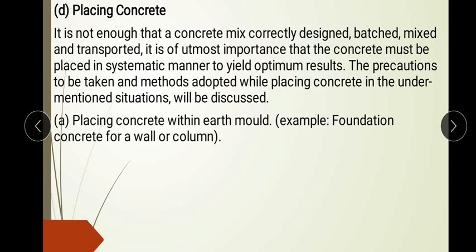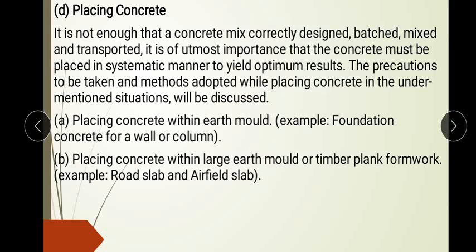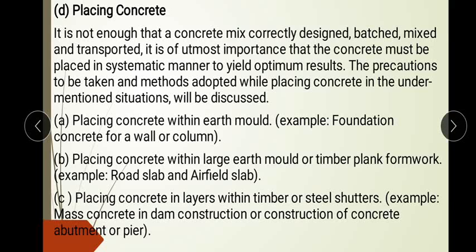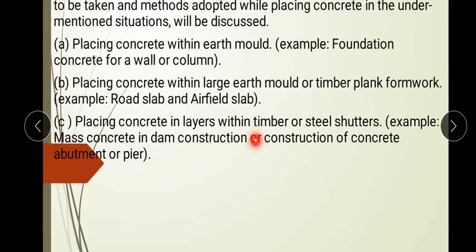So for that there is a kind of concrete that we need to mix, otherwise it will deviate. So that's why. Next one, placing concrete within large earth molds or timber plank formwork, for example road slabs and artificial slabs. In general, for rigid components or rigid type pavements, if we want to construct a slab kind of road, we need to place the flanks, as well as some timber framework for the components, and then only we have to place the concrete in a proper way.